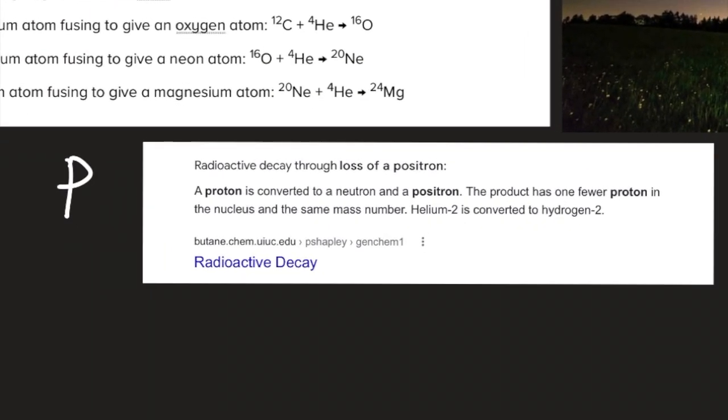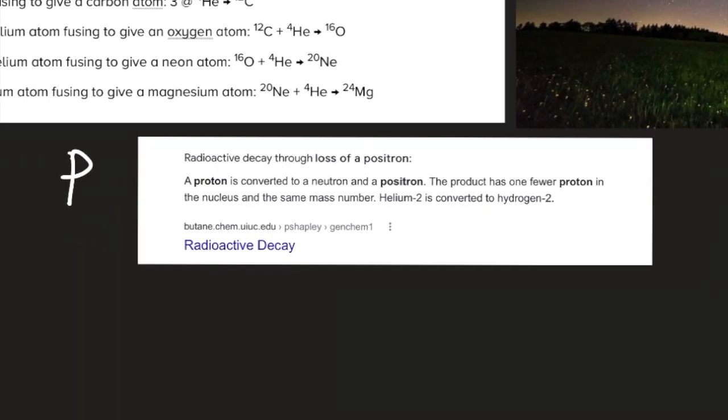As you can see here, I took an article from the internet. It says radioactive decay through a loss of a positron. A proton is converted into a neutron and a positron. The product has one fewer proton in the nucleus and the same mass number. Helium-2 is converted to hydrogen-2. Let's try to visualize it.